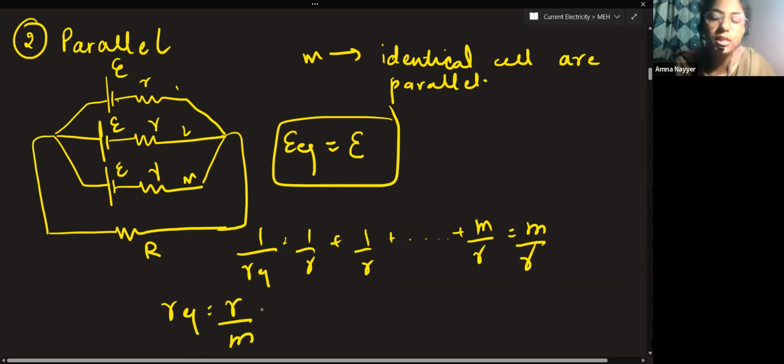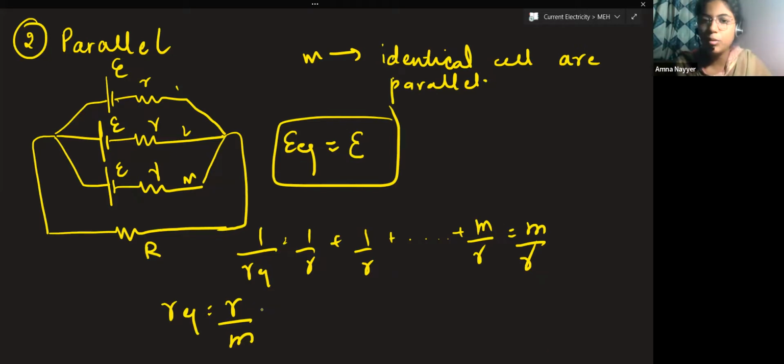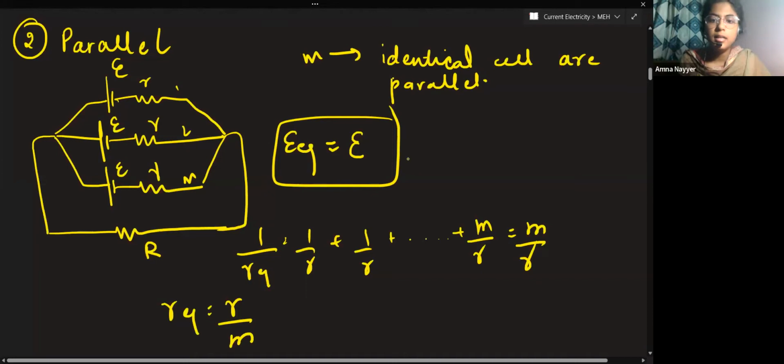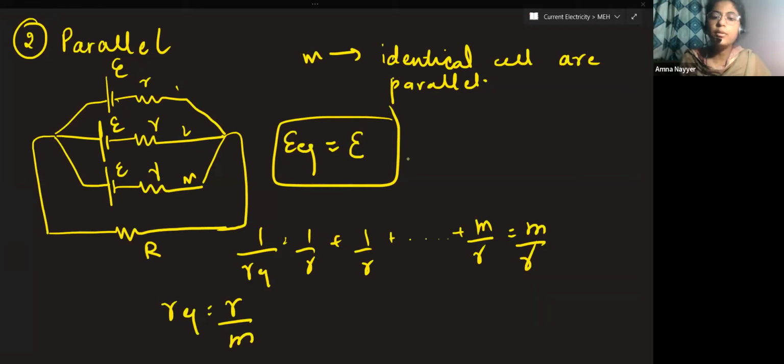Remember, I have told you this, whenever you have the parallel combination and the resistors are identical, you just take the value and divide it by the number. Like if I tell you two resistors having the value of 10 ohm are connected in parallel, what shall be the equivalent resistance? No need to write everything in reciprocal form and solve it. Two resistors are identical, divided by 2, that becomes 10 by 2, that is 5.